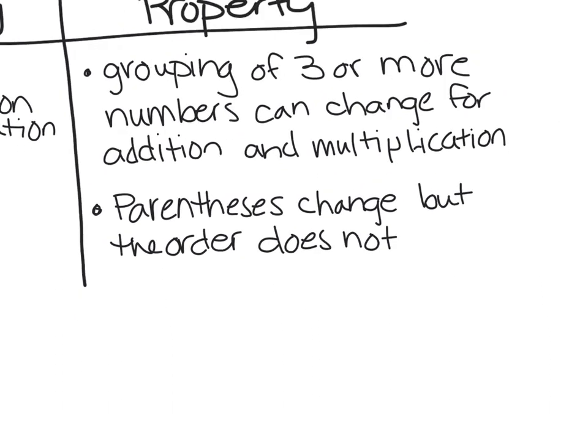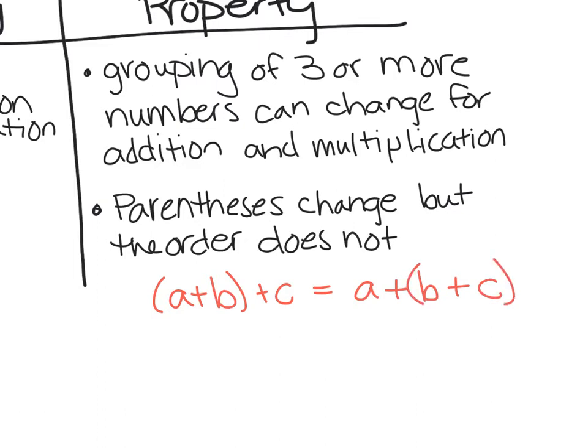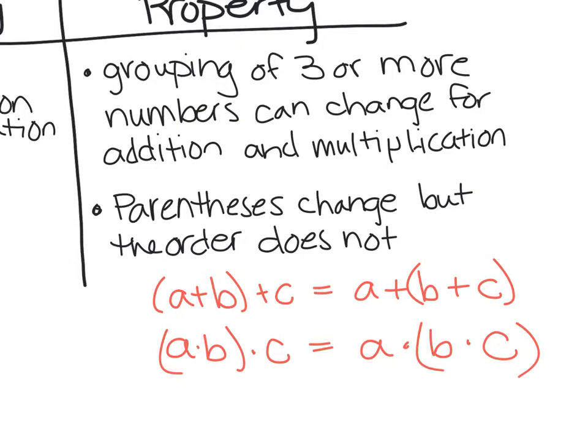Alright, so remember the parentheses change, so that would be something like this. A plus B plus C. Now this time, the A plus B plus C are in the same order, but we're going to move the parentheses to the B and C. Same works for multiplication. A times B times C. A times B times C. Just move your parentheses.